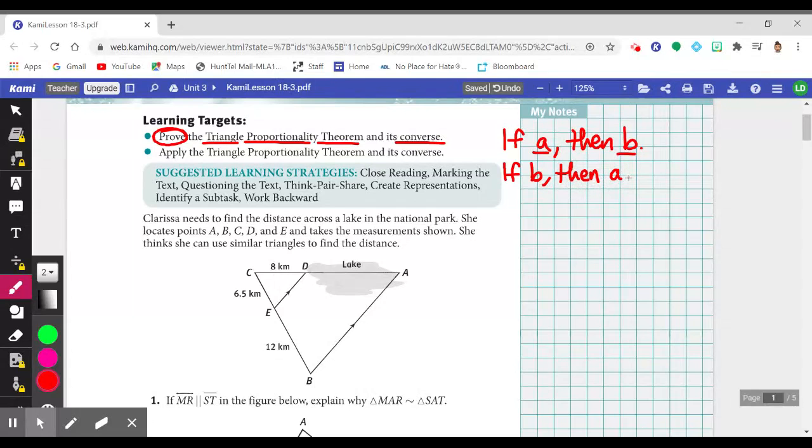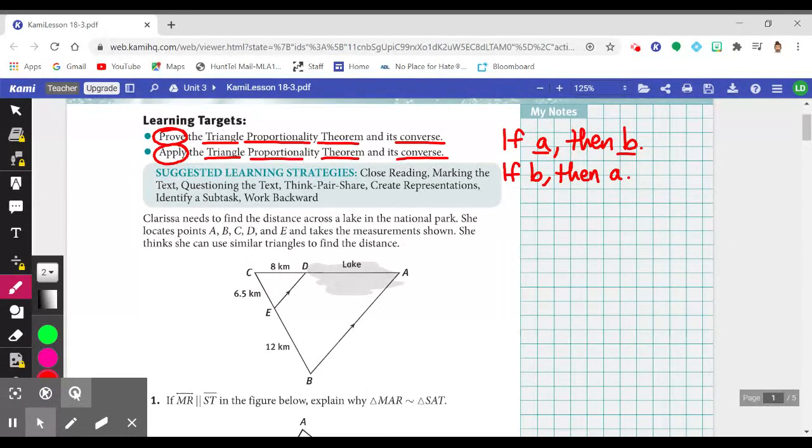And I want to stress here that most of the time, when we start looking at the converse, we see that it is just as true as the original conditional statement. So it helps our understanding when we apply that converse, depending on which kind of problem we're given. So once we prove the proportionality theorem, we're going to apply it. We're going to use it and its converse. And again, I'll stress, oftentimes we use a converse depending on the information given.